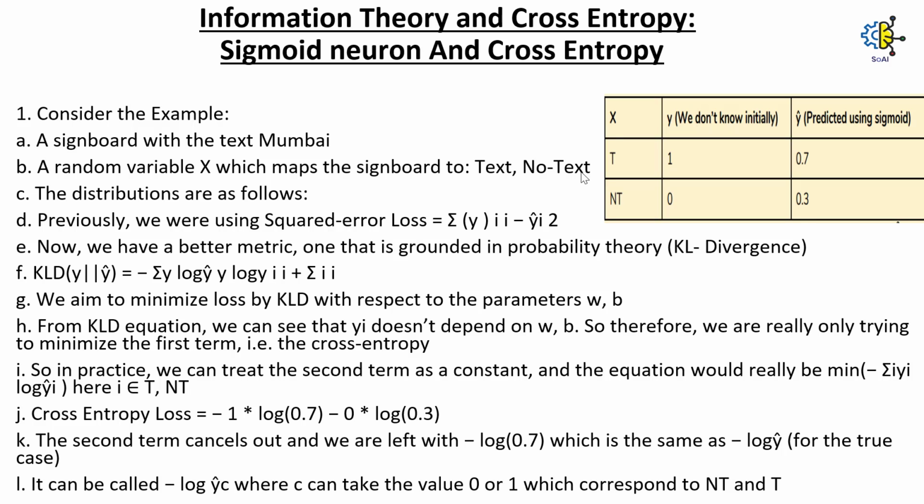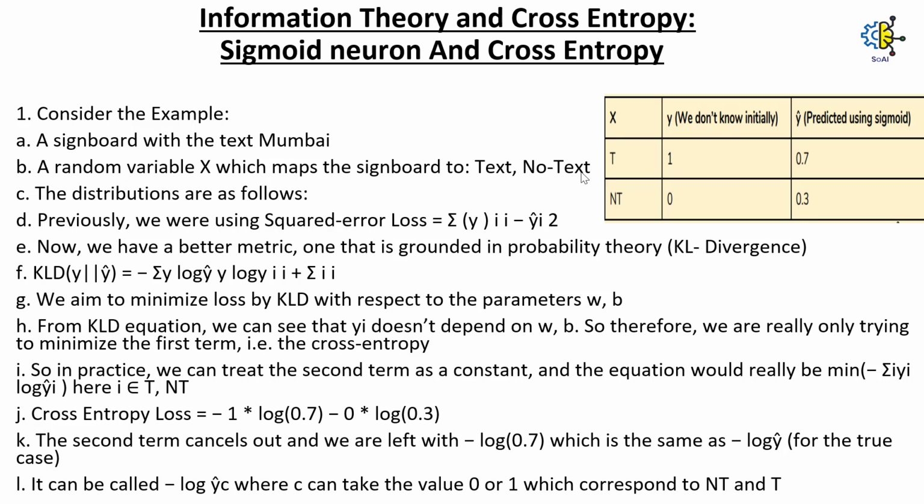Previously we were using squared error loss, which is equal to the summation of (y_i minus y cap_i) squared. Now we have a better metric, one that is grounded in probability theory, that is KL divergence. We aim to minimize the loss by KL divergence with respect to the parameters W and B. From the KL divergence equation, we can see that y_i doesn't depend on W and B.